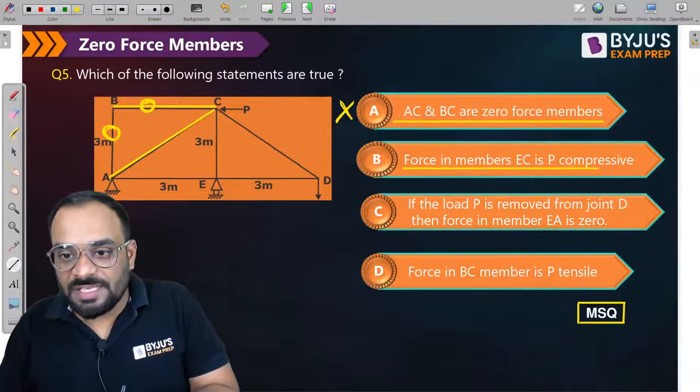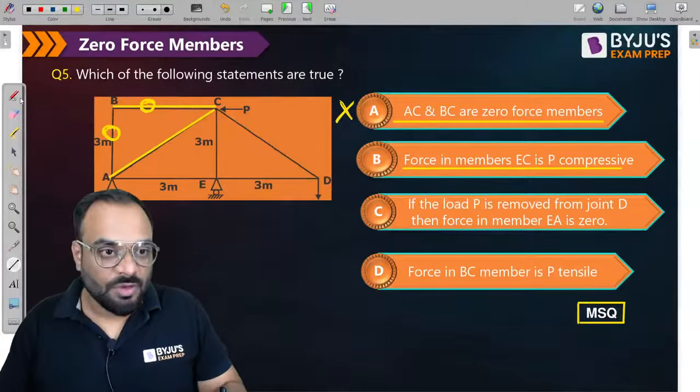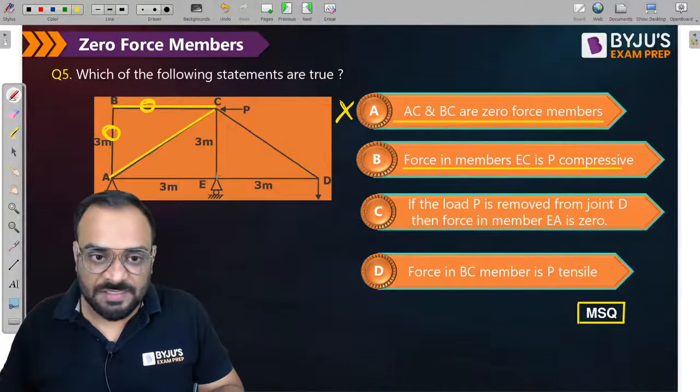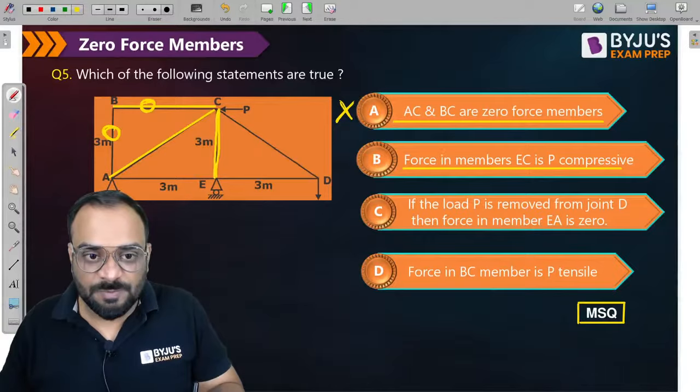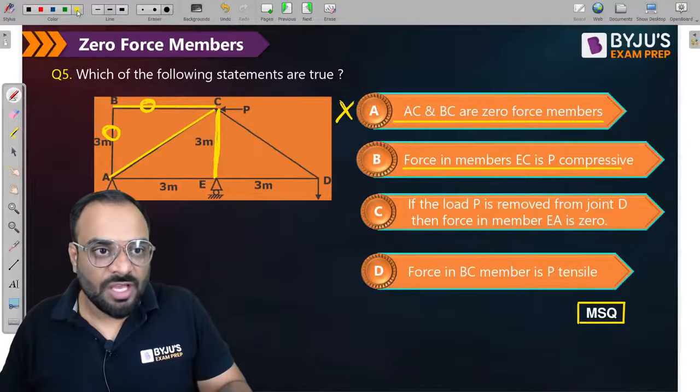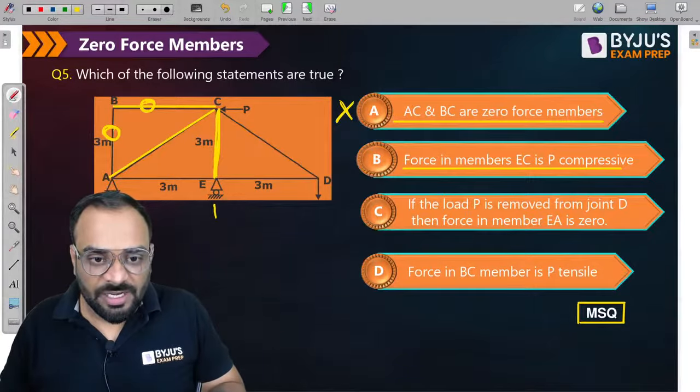Force in member EC is P compressive. In this particular member, what will be the force? How can we find it out? By finding the value of the reaction at support E.